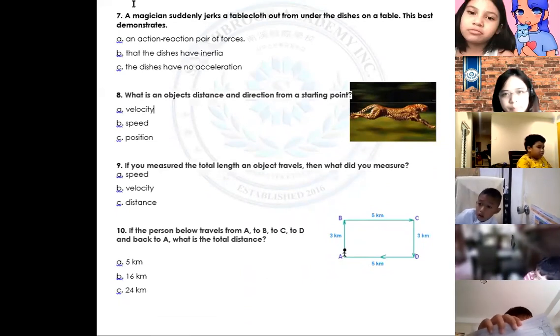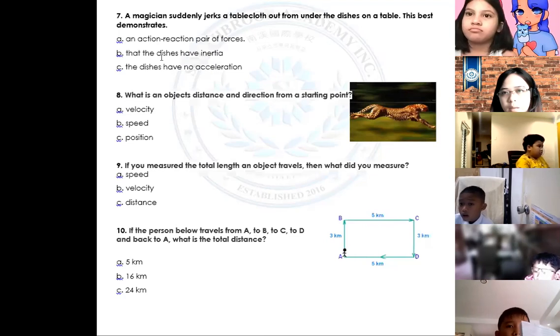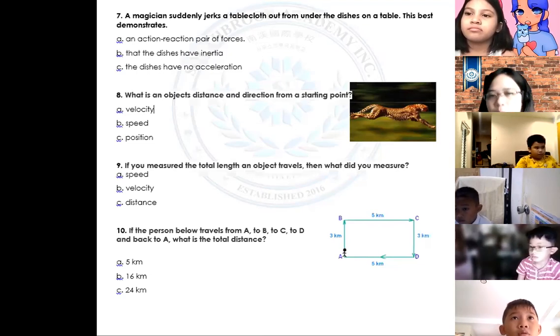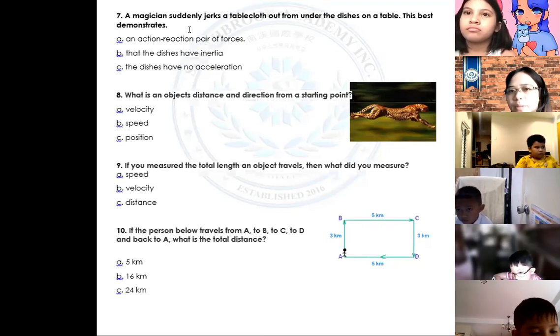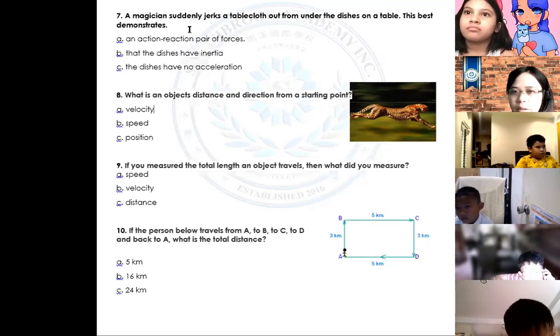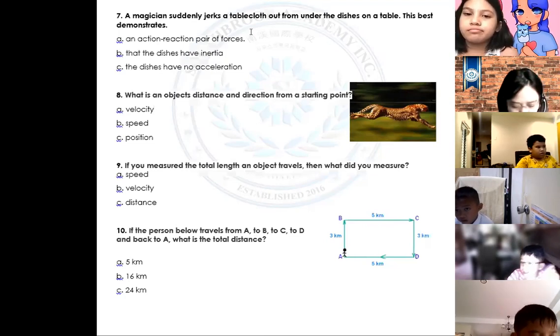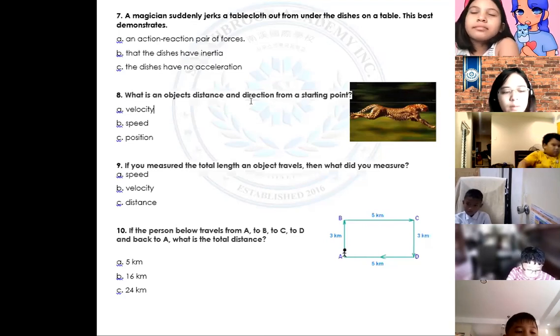Number 7. So a magician suddenly jerks a tablecloth out from under the dishes on a table. So this best demonstrates what? A. An action-reaction pair of forces. B. That the dishes have inertia. Or C. Dishes have no acceleration. So what do you think is the response of the dishes?